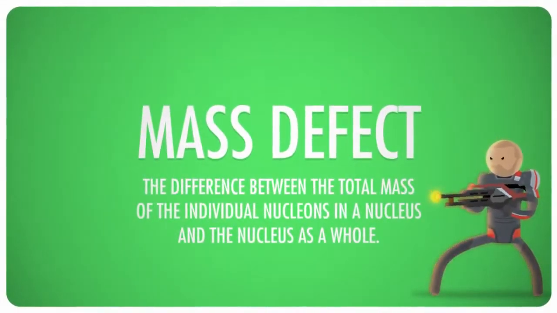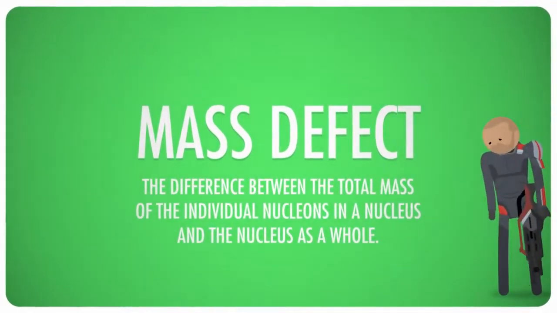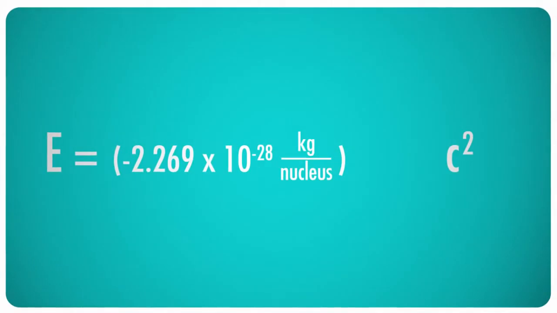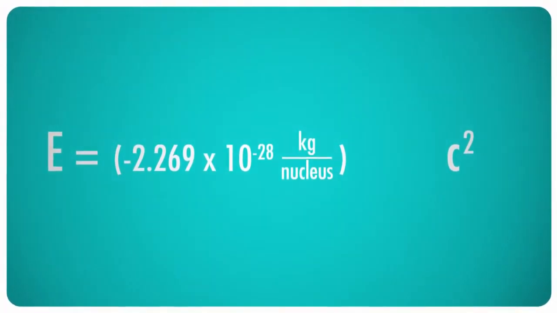That mass went somewhere. That missing mass in the nucleus, known as its mass defect, is actually present in the form of energy. It's the energy that holds the nucleons together. So, for example, the mass defect for an oxygen atom is negative 2.269 times 10 to the negative 28th kilograms. To find out how much binding energy that missing mass amounts to, you can use it as the m in Einstein's formula. This ingenious little equation relates mass and energy by a simple proportionality constant, and thanks to Einstein, we know that constant is the square of the speed of light, or c squared.